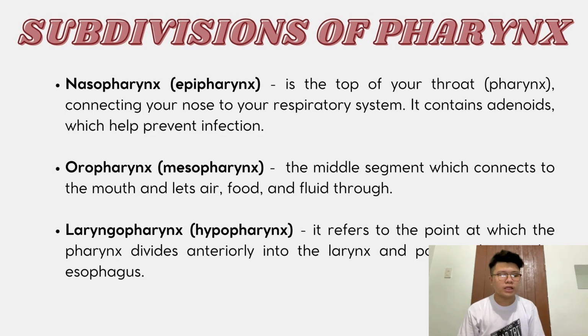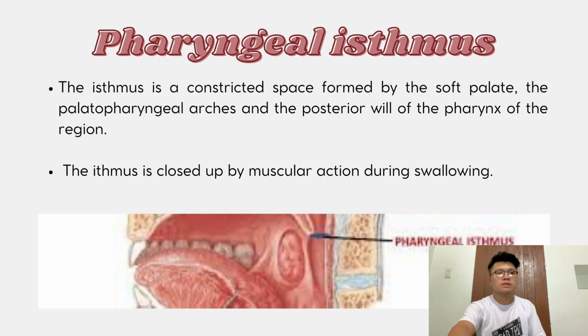So, what is the importance of the subdivisions of pharynx? The importance of subdivisions is that it regulates how food moves to our esophagus and onto our digestive system, and how air moves to our lungs. So, that is the importance of the subdivisions of pharynx.